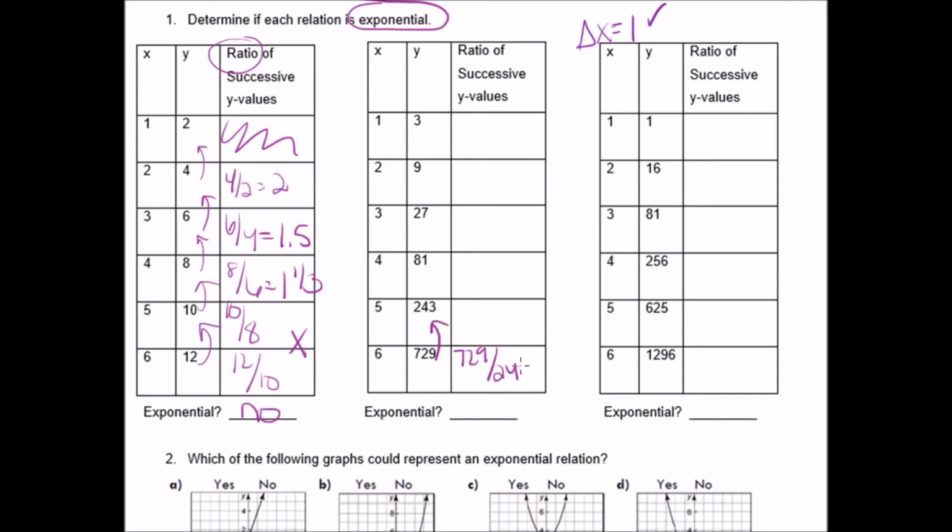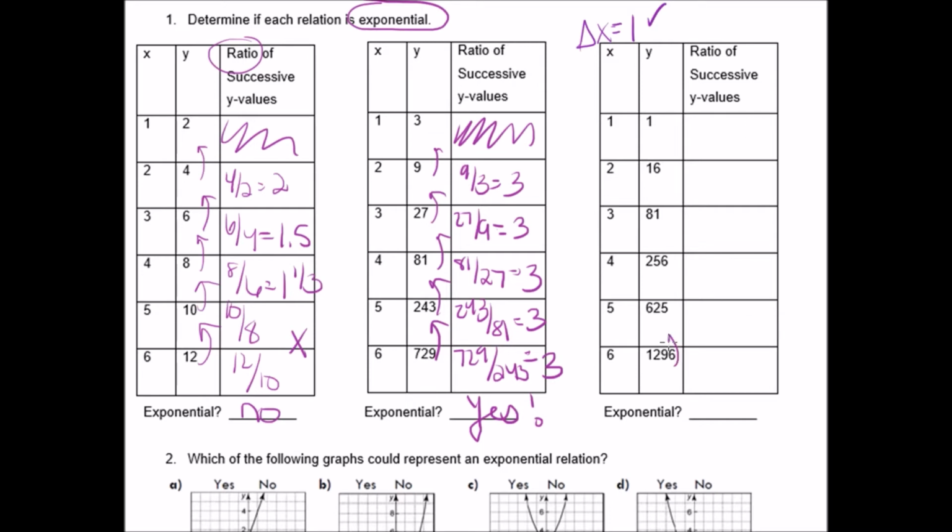Okay, let's try this. 729 divided by 243, 243 divided by 81, 81 divided by 27, 27 divided by 9, 9 divided by 3. Each one of these is actually 3. So is this exponential? Yes.